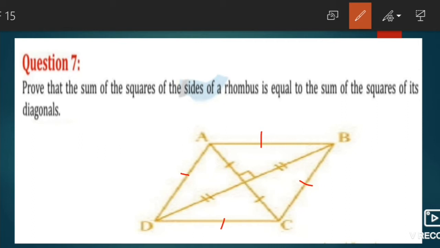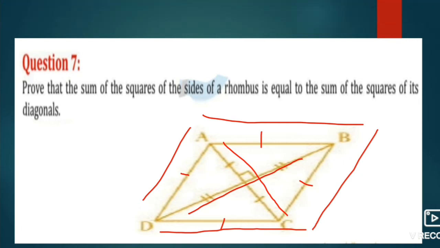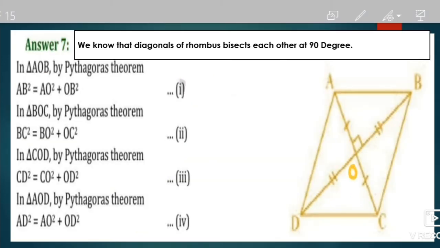You have to prove that the sum of the squares of the sides is equal to the sum of the squares of its diagonals. That means you have to prove that AB square plus BC square plus CD square plus AD square is equal to AC square plus BD square. So let's check the solution.